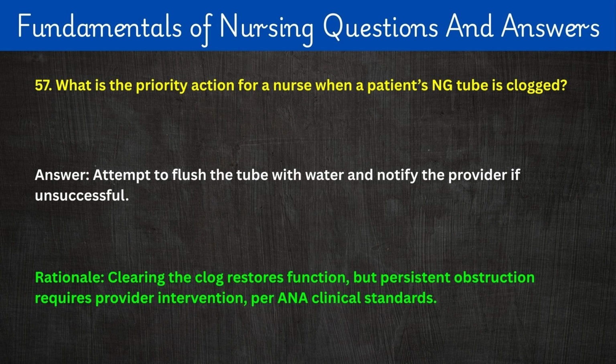57. What is the priority action for a nurse when a patient's NG tube is clogged? Answer: attempt to flush the tube with water and notify the provider if unsuccessful. Rationale: clearing the clog restores function, but persistent obstruction requires provider intervention, per ANA clinical standards.